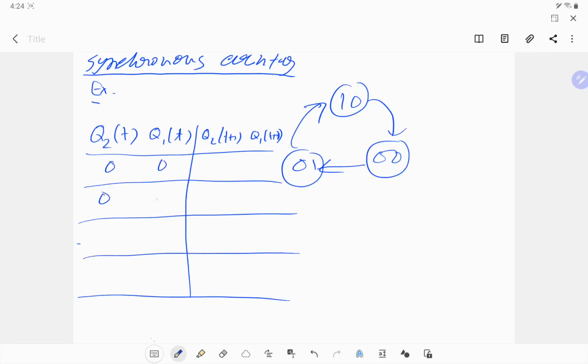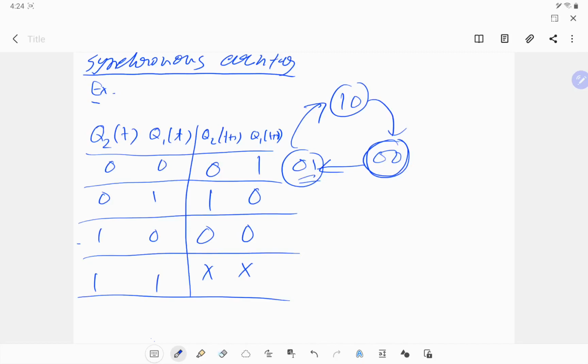0 0, 0 1, 1 0, 1 1. If the present state is 0 0, then the next state is 0 1. So we got 0 1, then 1 0, then 0 0. If the present state is 1 1, then it is not defined in the specification, so we can consider it as don't care. And we know that don't cares actually give us flexibility in designing a simplified and optimized circuit.